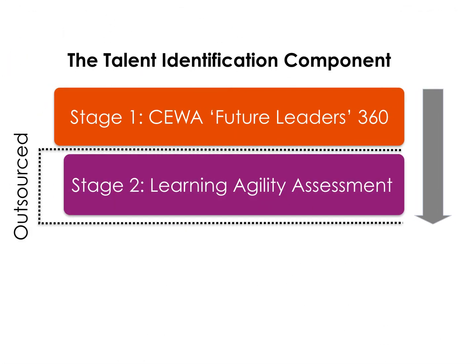So if you are fortunate to proceed to stage 2, this is called a Learning Agility Assessment. And this assessment is outsourced to our partner organisation, CEWA Consulting. Now, CEWA Consulting are experts in the field of talent identification and leadership development, and their office is in Perth, in West Perth. Now, one of the reasons we outsource it is to protect your data and your confidentiality.